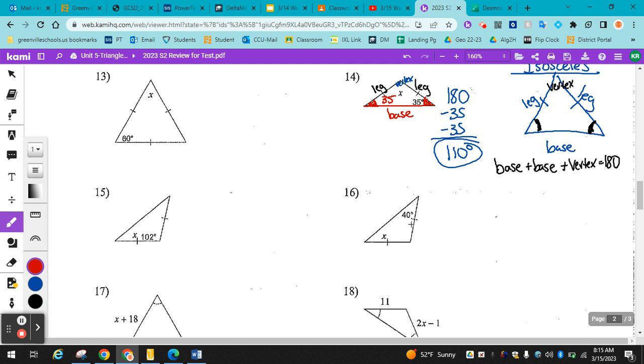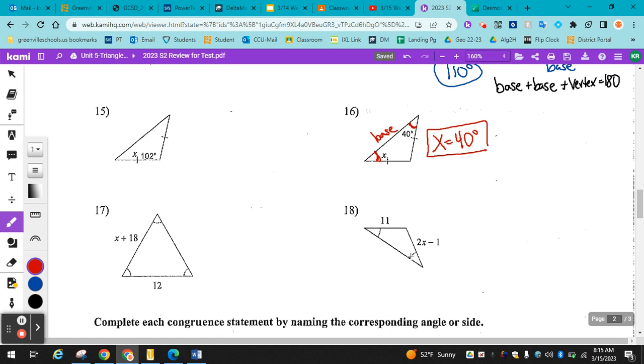Again, this is isosceles, two equal sides. So this is my base because these are my legs, and these are equal. Base angles are equal, so x equals 40. Not much to do there. If your base angles are equal, then your legs are equal. Across from your base angles are your legs.